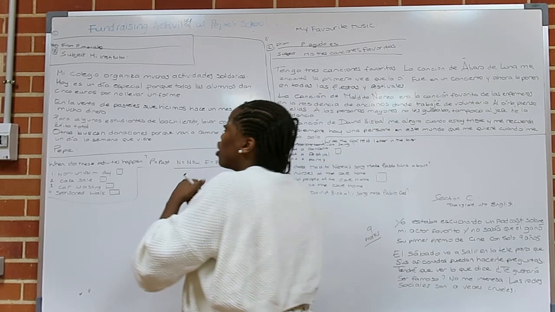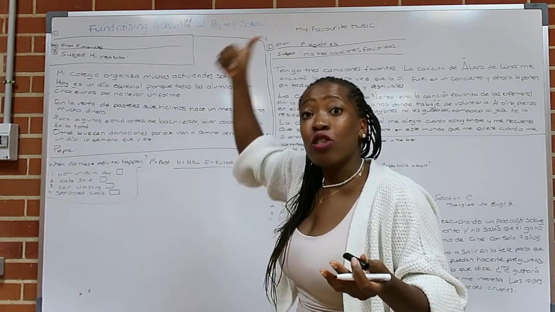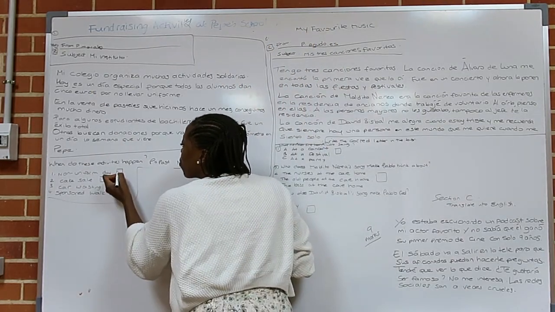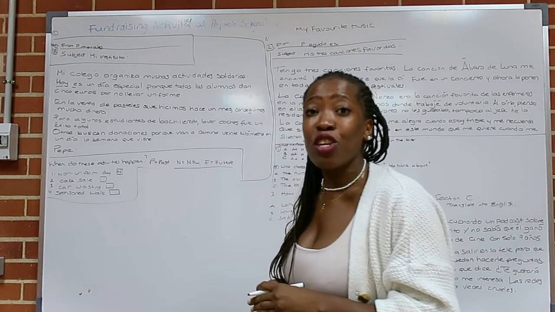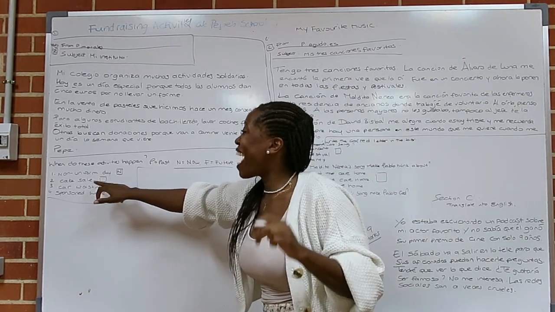So when is it? It's today, right? And when is today? Well, today is not in the past and it's not in the future. So today is now. So we're going to put an N in that box and you will get yourself your point. Now, the next one is cake sale.